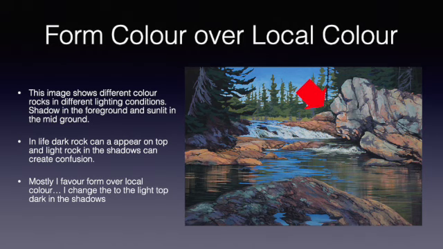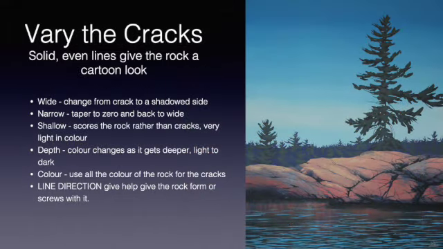In this picture you can see that the red and gray rock shown by the arrow is under daylight and is quite different than in the foreground where we have the shadowed rock. We also can get some darker colors where the water meets the rock, and the water can actually darken the rock.